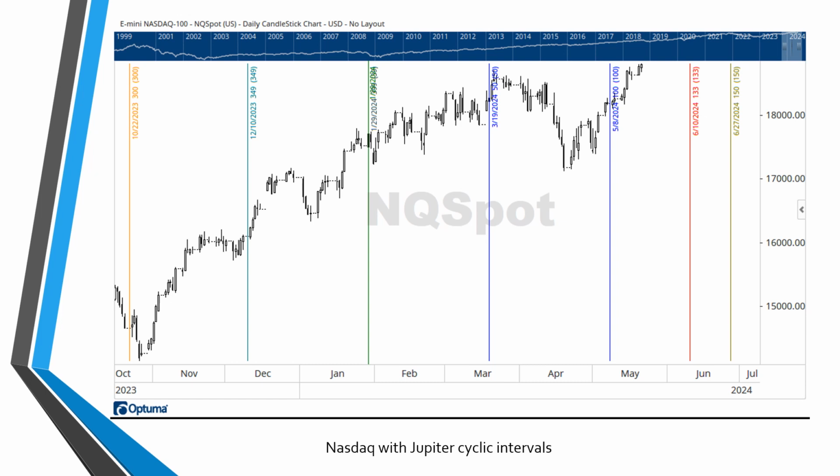It was running so hard that it didn't really do much. Well, I guess you could argue in December of 23 it kind of paused there for a few days and then it just surged again. It took a little bit of a breather in late January, and that's when we started a new Jupiter cycle and a new set of increments.